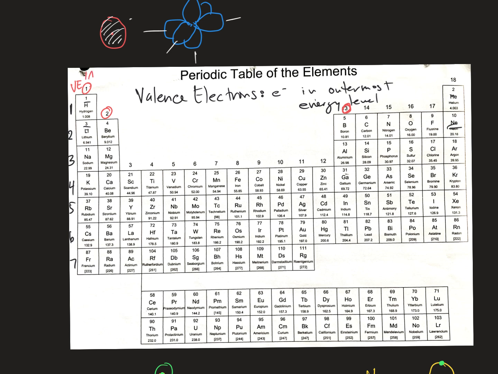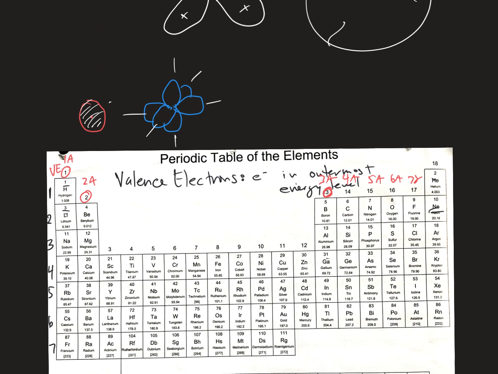We can call this 1A, 2A, 3A, 4A, 5A, 6A, 7A, and 8A. And then these are the B group. Okay? But we can just look at that last digit. How many are in group 14? 4. How many are in group 15? How many in 16? 17? 18? Except for helium only has 2 electrons total. It can't have 8.